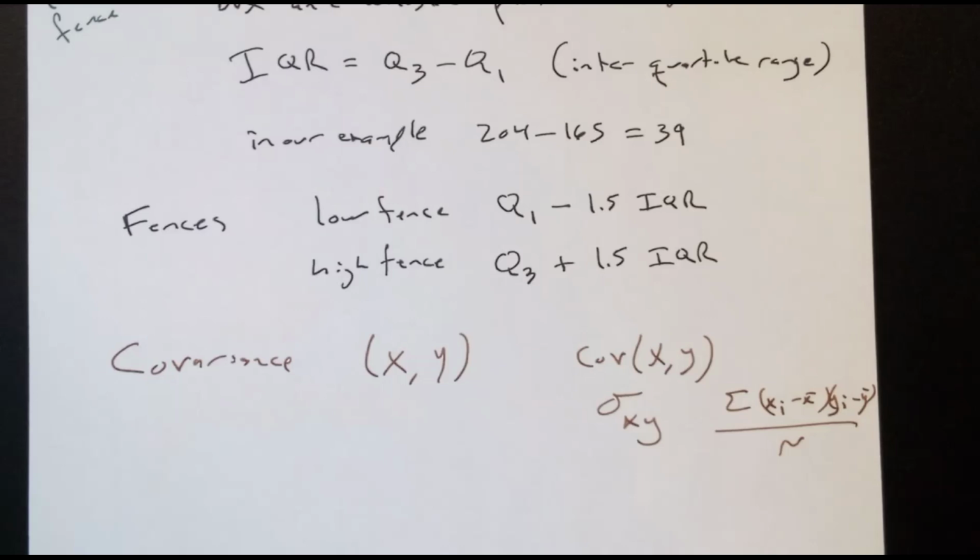But what I can actually make as a statement for this is if the covariance is positive, then these are varying in the same direction. When one goes up, the other goes up. When one goes down, the other goes down.